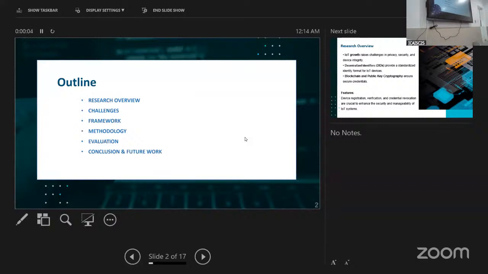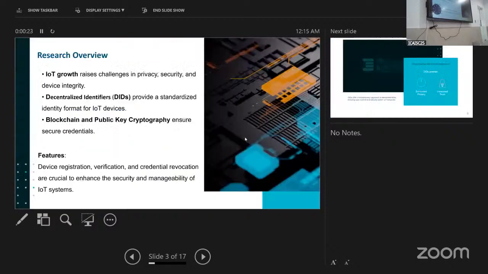So I'm going to talk about the research overview. I'm going to share with you the contribution of this research. I'm going to talk about the challenges, the framework overview, and also mention the methodology that we used here, the research evaluation, and then I'm going to conclude this work by mentioning some future ideas.